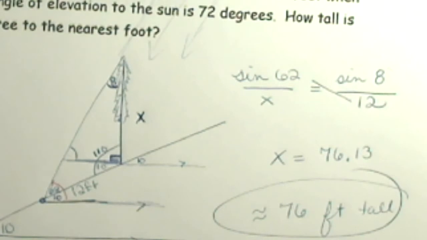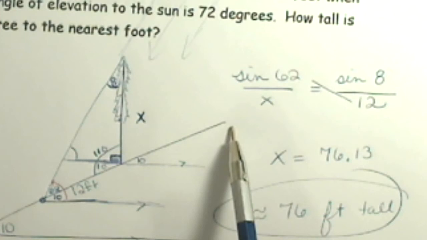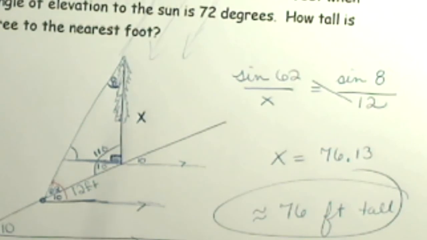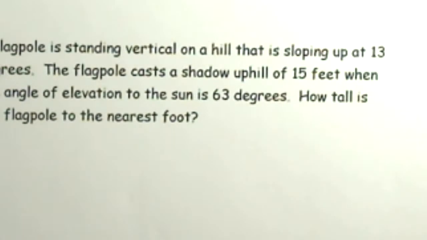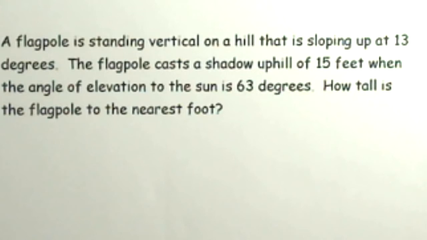All right, let's do one more where the shadow is not cast downhill, but the shadow is cast uphill. Not much difference in how you solve it. You just got to still work around and find some angles. So this is our second and last example. You might want to try it on your own.